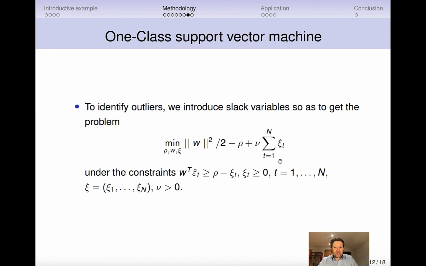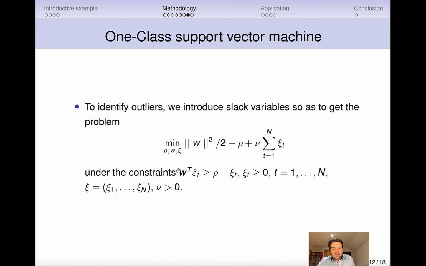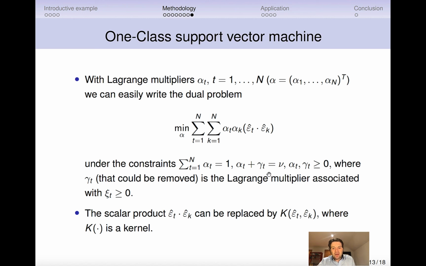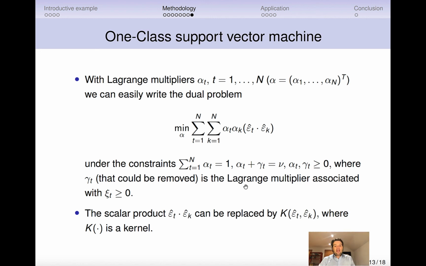It's possible to show that in this case, the dual Lagrangian problem corresponds to this, where the alpha here are the Lagrangian multipliers of those constraints. You also have gamma multipliers that correspond to those constraints. Thus, the idea is to solve the dual Lagrangian problem, and it consists of minimizing with respect to alpha this quantity.